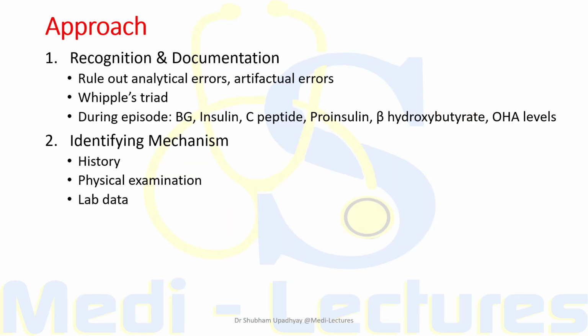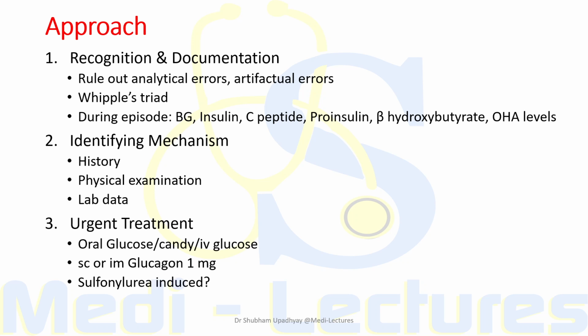Now, after we have identified the etiology, we have to treat on an urgent basis. So urgent treatment should include oral glucose or just giving a candy to the patient. If the patient is not able to chew, we can give IV glucose if it is available. If parenteral therapy is not practical, we can also give subcutaneous or intramuscular glucagon 1 mg.